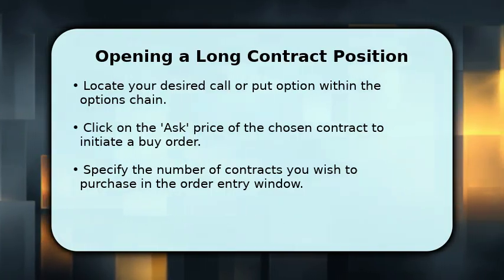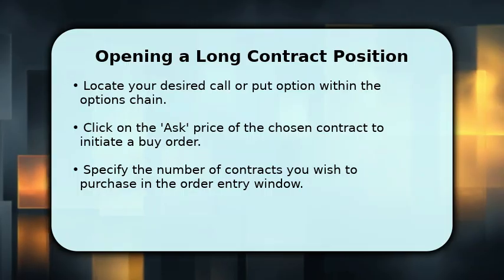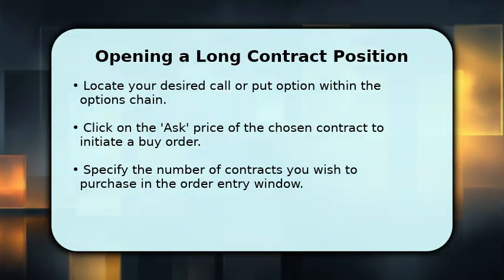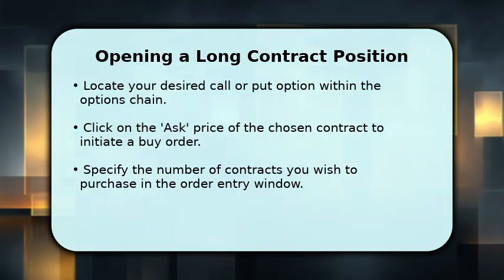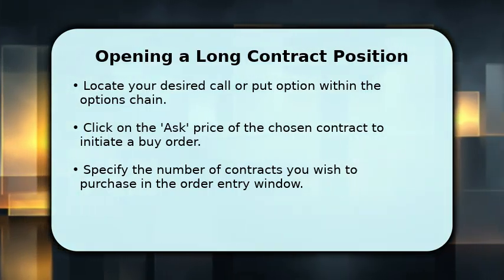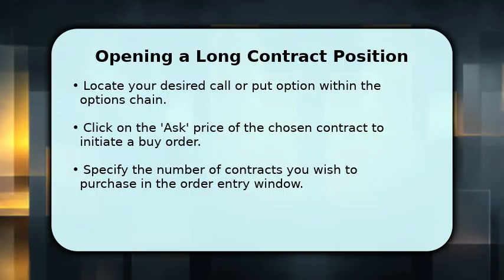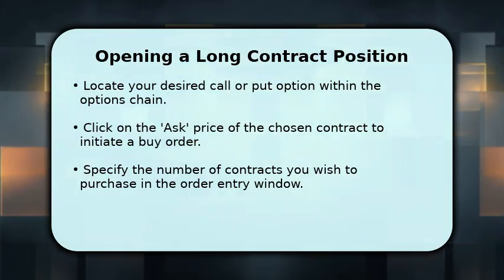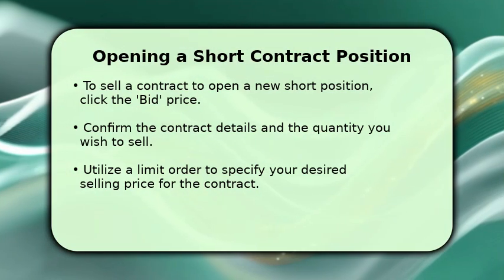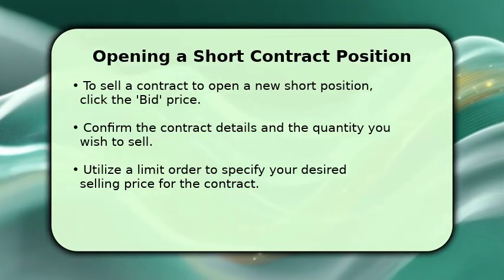Next, click on the ask price associated with that contract. This action will open an order entry window. Here, you will input the quantity of contracts you intend to buy. It is highly recommended to use a limit order to set your maximum purchase price, giving you better control over your trade execution. To open a short options position, you will sell a contract.